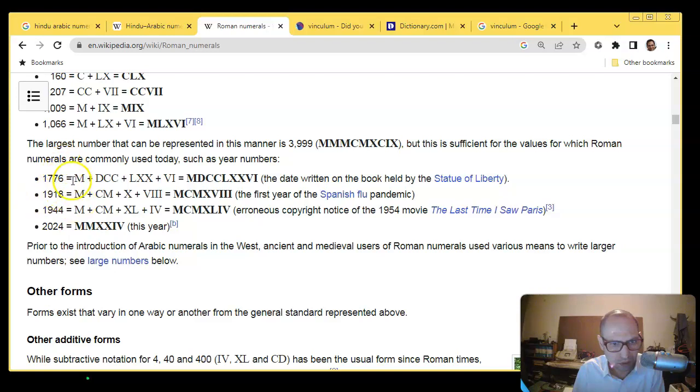And so these are, again, some examples. For example, 1776 and so on and so forth. And then prior to the introduction of Arabic numerals in the West, ancient and medieval users of Roman numerals used various means to write larger numbers.